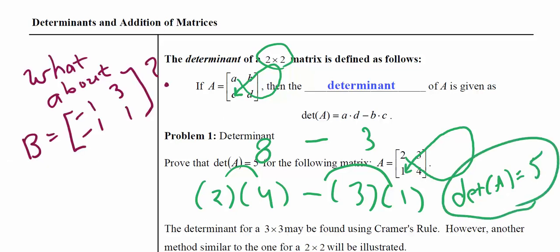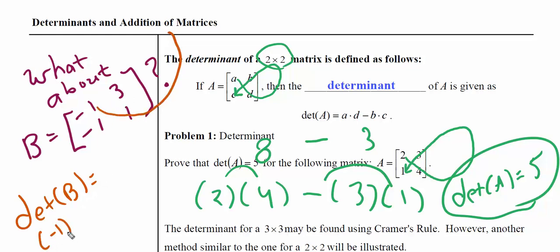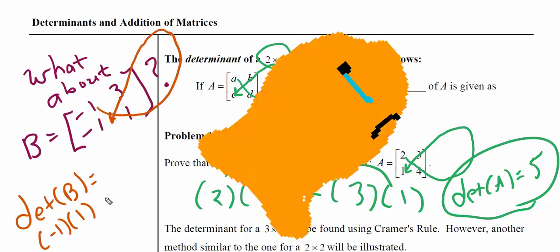If we consider another matrix, matrix B, for example, the determinant of matrix B would be found the same way. Negative 1 times 1, I'm using parentheses, and then minus 3 times negative 1.